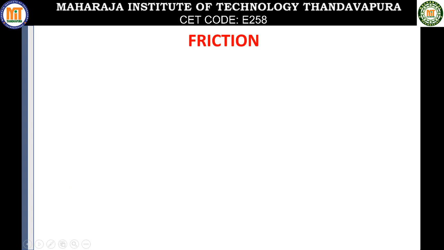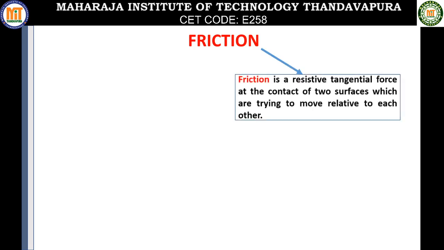So far we have finished the basics of kinematics of machines. Coming to the next chapter or topic, that is friction. How do you define the word friction? Friction can be defined as the resistive tangential force that is acting at the contact of two surfaces which are trying to move relatively to each other.